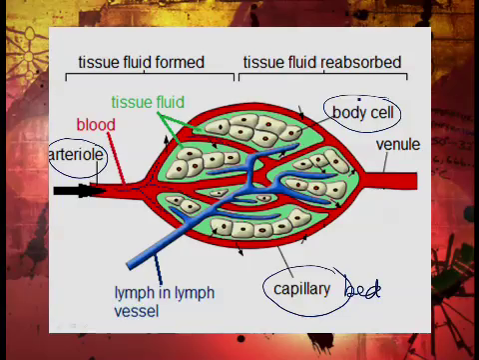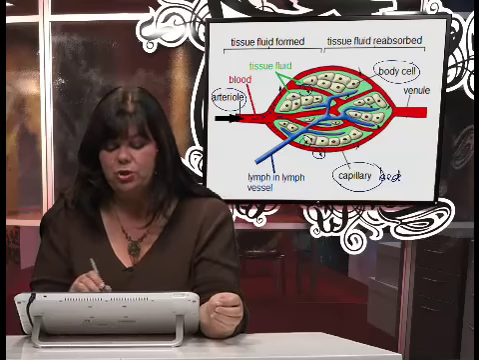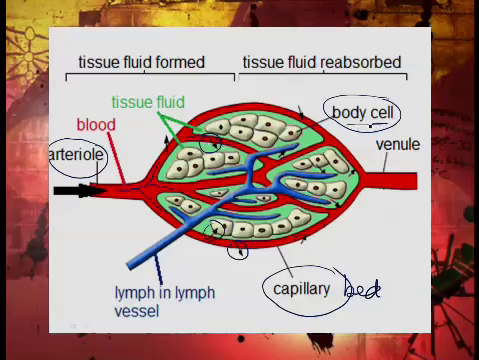And so what happens is, if you look at these little black arrows, the tissue fluid or the plasma leaks from the capillary into the spaces in between these body cells. And as soon as the plasma moves from the blood vessel into these spaces to bathe the cells, we call it tissue fluid.